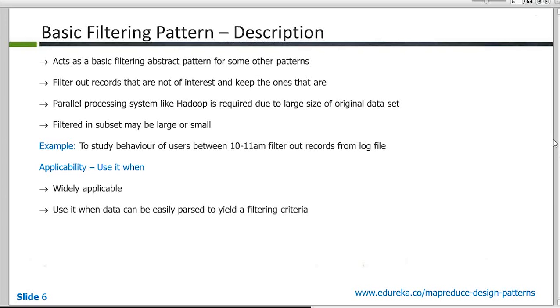One of the examples of this could be, for example, if you have your weblog data and you want to do more analysis on the traffic which is happening on your website between 10 and 11 a.m. So you would go ahead and filter all the records which belong to those 2 hours and do further analysis on it.